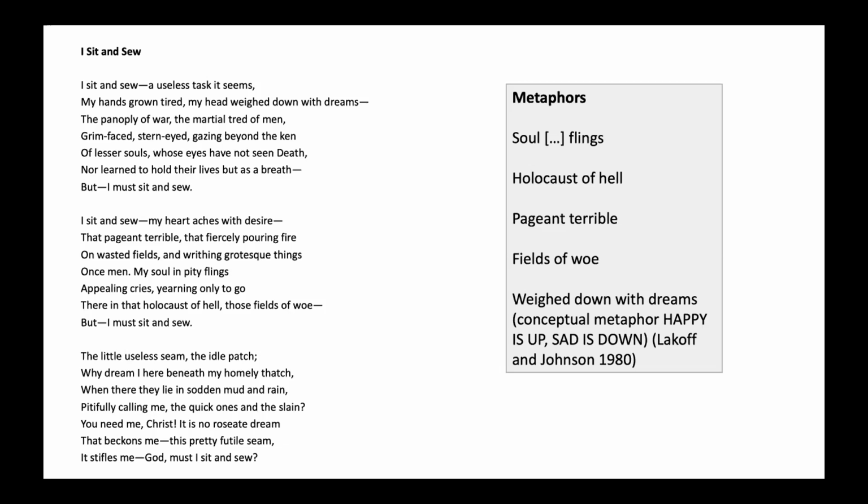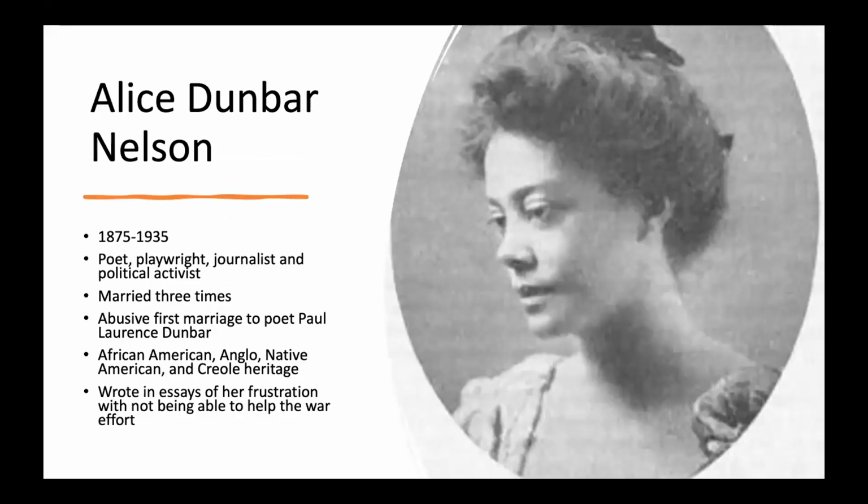So the thing about these approaches is none of them is exhaustive, and that's not the point of them. They're all a way of looking at the text from a different perspective, that then helps us to understand perhaps how meaning is constructed. And just to finish off, I did tell you I'd give you a little bit of context at the end here. So Alice Dunbar Nelson was an American poet, playwright, and journalist, and also a political activist.